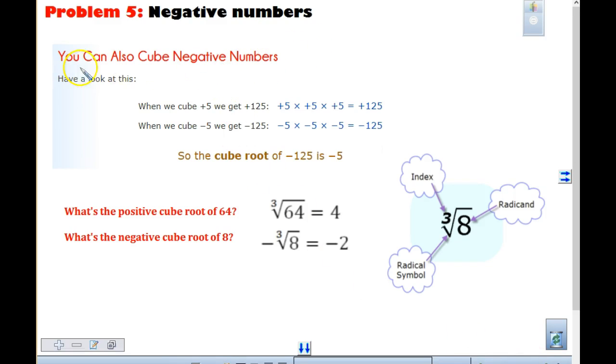So negative numbers. You can also cube a negative number. You have to look at this. So when we think of 5 cubed, we get a positive 125.